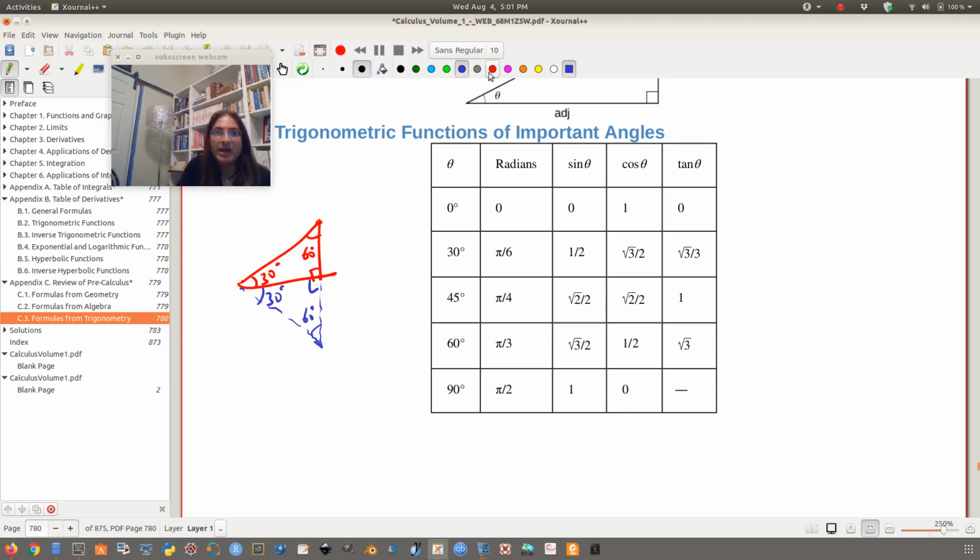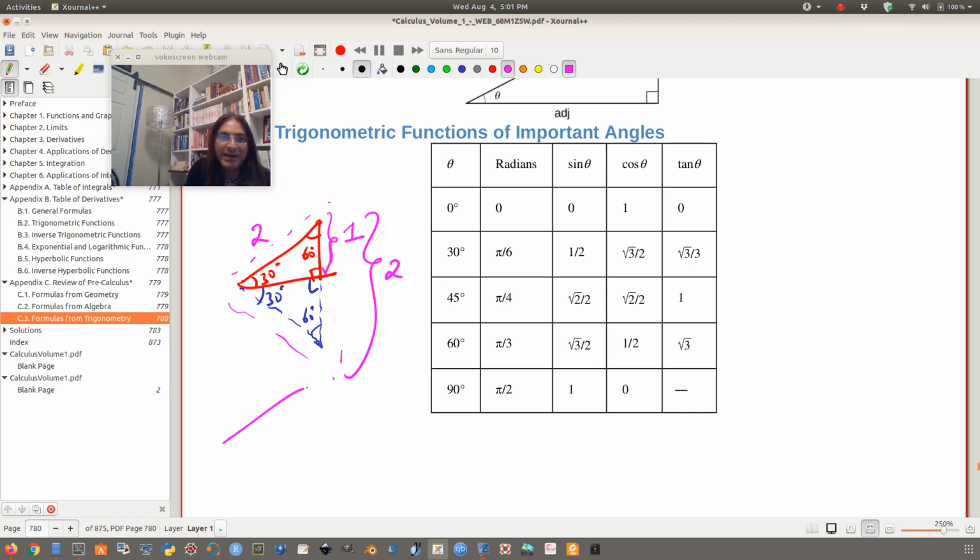Now, if you look at this outside triangle, what you see is the three angles are all 60. So it's an equilateral triangle. All three sides are the same. So let's take this to be 2. That means this is 2, which means this length will be 1.